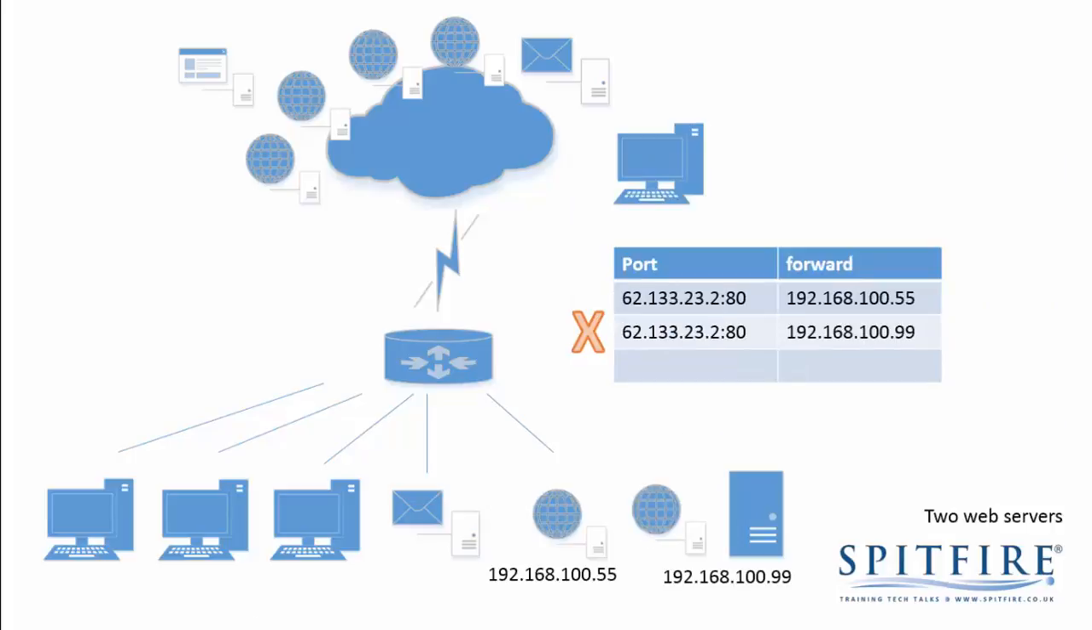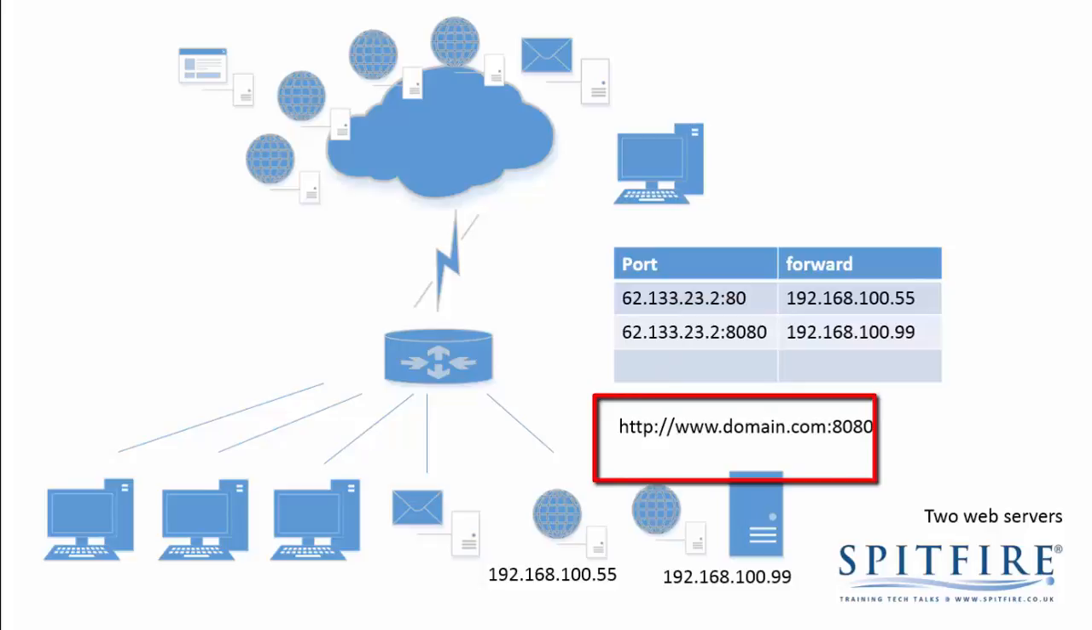So back to the example where we're trying to run two web servers on the LAN. You can't run them both on port 80, but what you can do is run one of them on a different port number. Port 8080 is commonly used for a second web server, and so you'll have a URL for that second web server, something like this: HTTP, whatever the domain is, and then colon followed by the port number at the end.